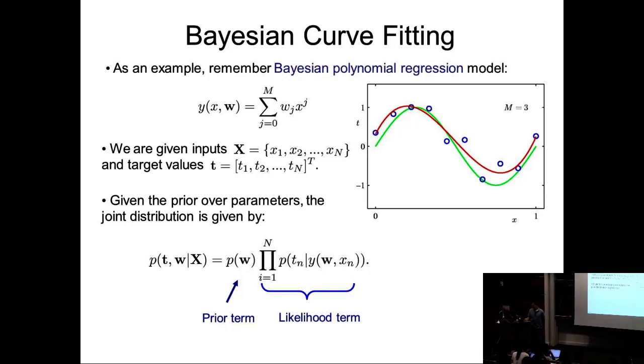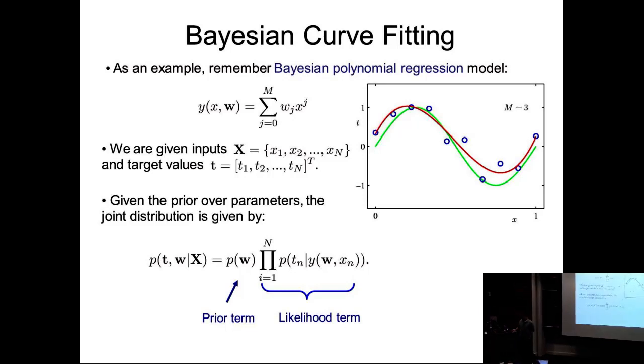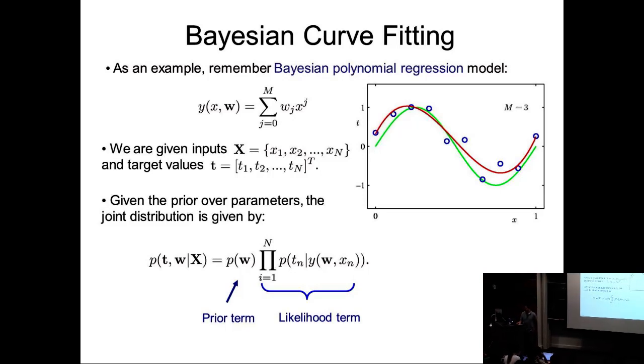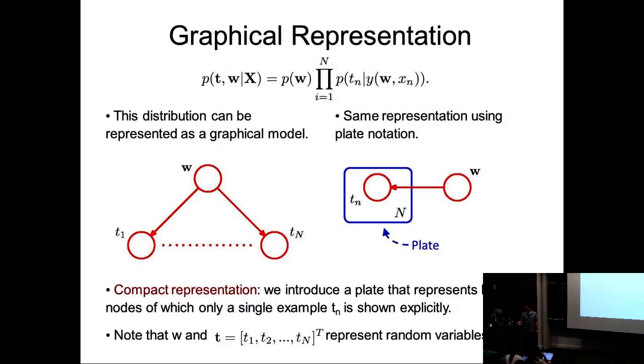Right? Given the prior of the parameters, the joint distribution can be written this way. So in the Bayesian framework, you can always say, well, these are my targets that I'm trying to predict. That's my prediction model, could be a neural network. And this is the prior over the parameters. So if I want to specify the joint distribution, I can write it down. This is sometimes known as the prior term, and this is known as the likelihood term. But how can I represent it graphically? Well, the distribution can be represented as a graphical model this way, right? Why can it be represented this way?